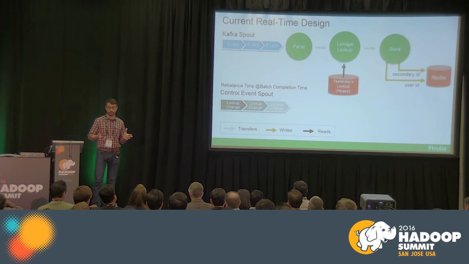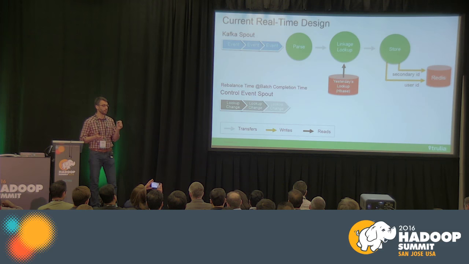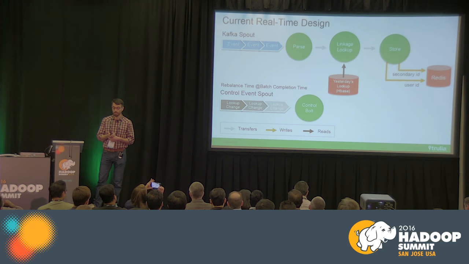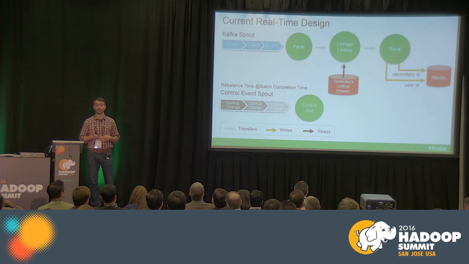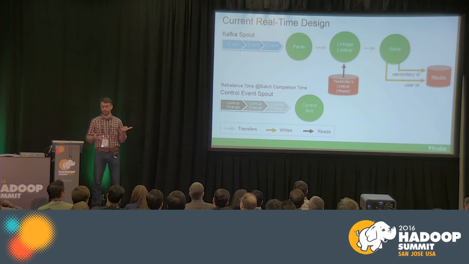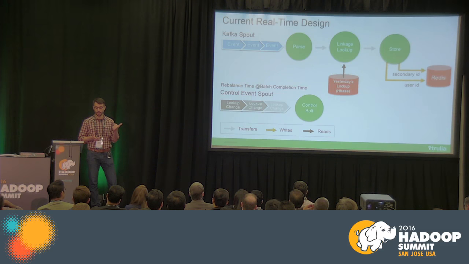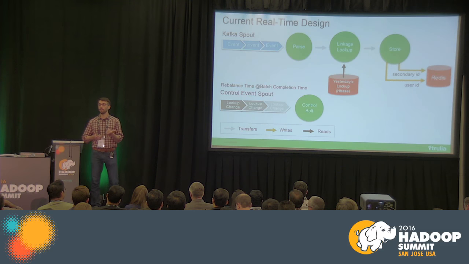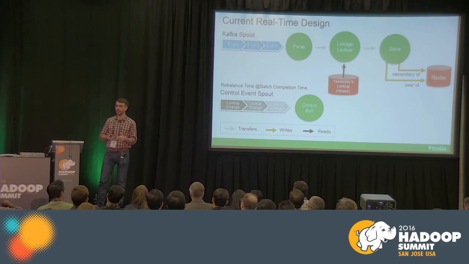So we pipe lookup changes that for us look like regular events, but they're of a special type called the control event. And we pipe them through a different bolt that only gets activated when the batch finishes, which is called the control bolt. So the control bolt has two jobs. One, it has to notify the linkage lookup bolt that there's a new table available for lookups. So the linkage lookup bolt has to immediately switch to the new table.